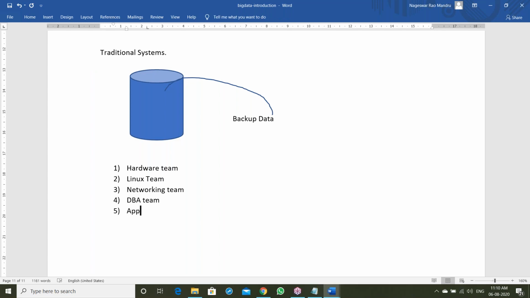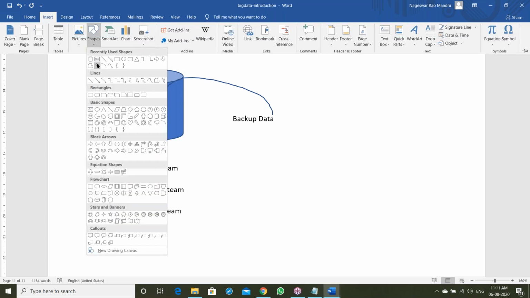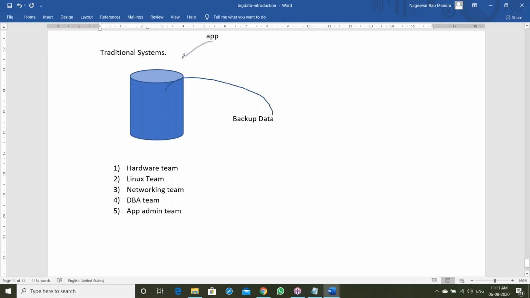Next, the application admin team comes into the picture. They will start the applications. Once the application has started, it can access the database. Suppose some app uses the backend data; now that app can use this data. The application admin team will start the applications, and then the app uses this database. This is the recovery process.